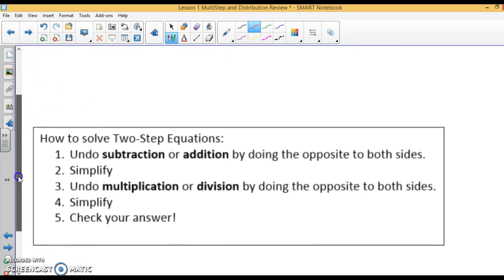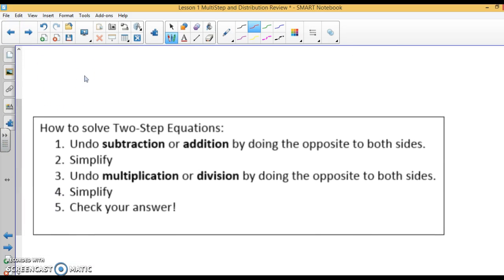And at the bottom of your page, there's just a little box of how to solve 2-step equations. Nothing that you haven't already done. But just as a little reminder, you want to undo the subtraction or addition by doing the opposite to both sides and simplify it. Then you want to undo the multiplication or division by doing the opposite to both sides. Simplify again, and then always check your answers. By checking your answers, you can take what you found, your solution, and plug it back into the original problem to see if it still works out.